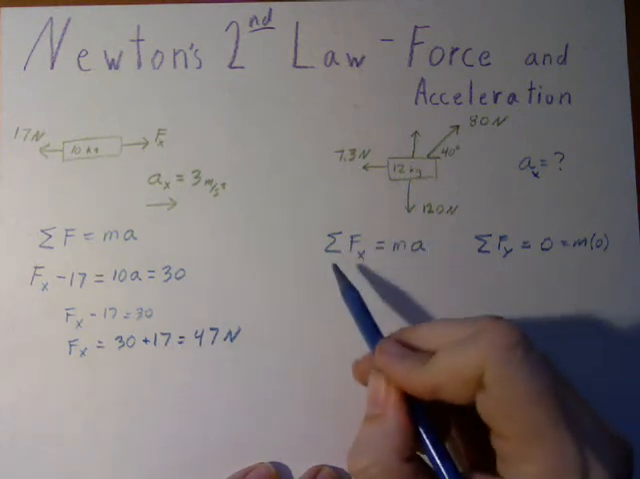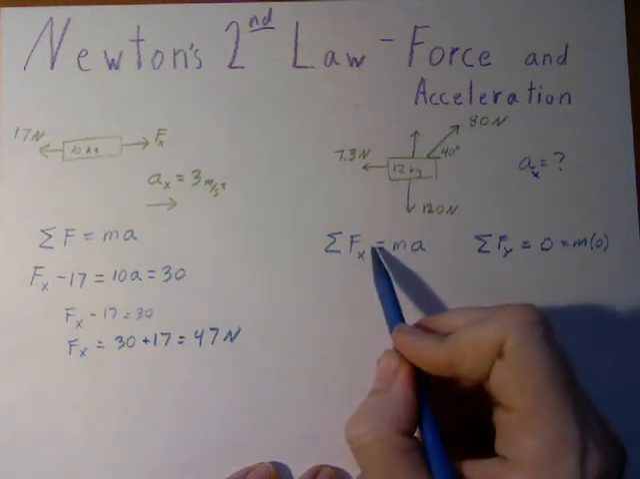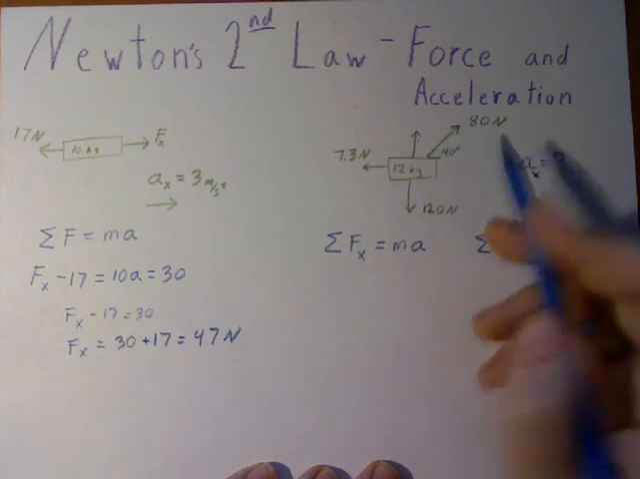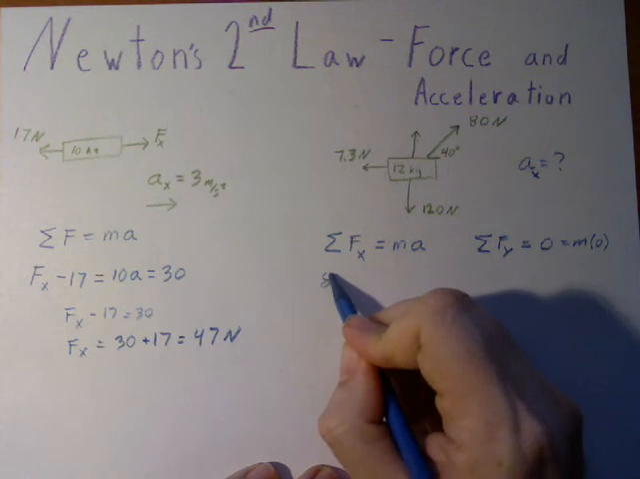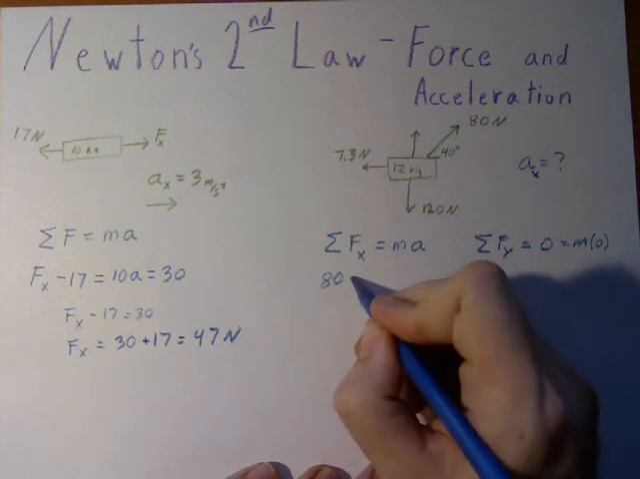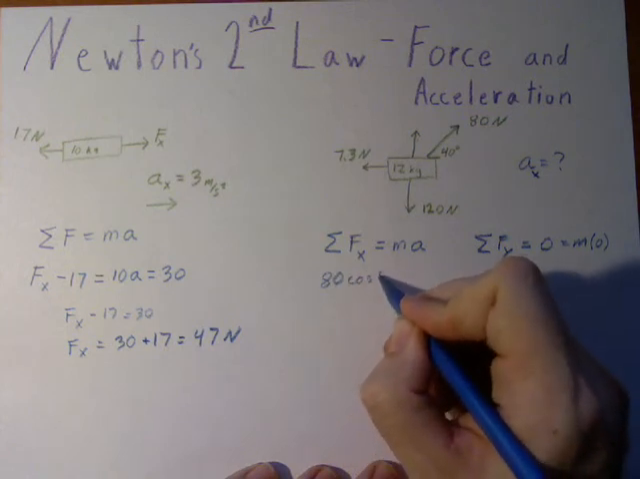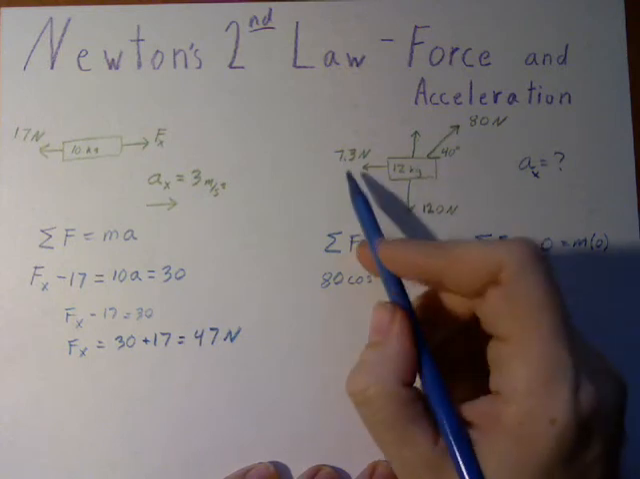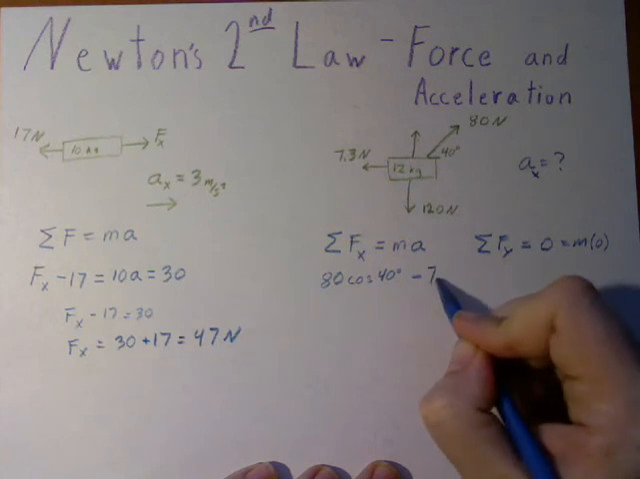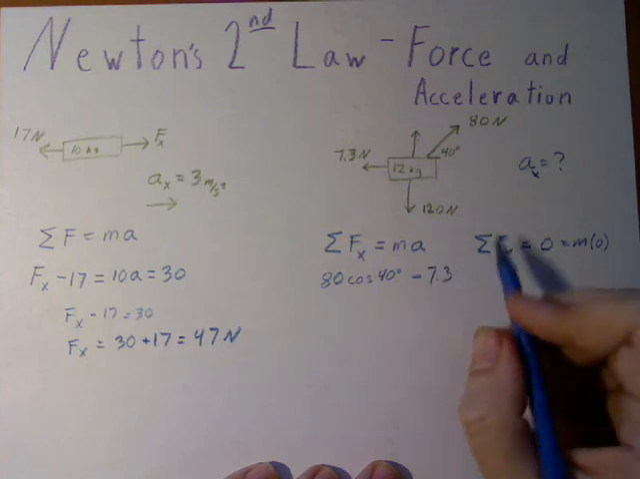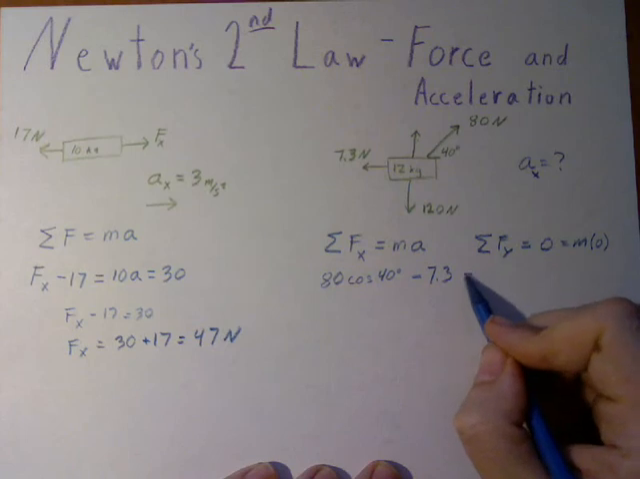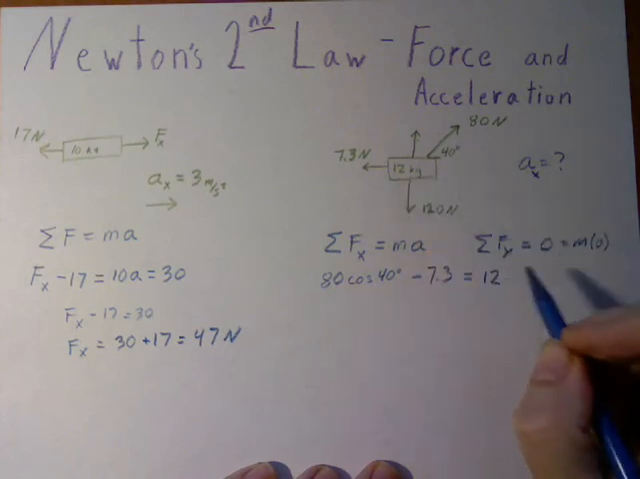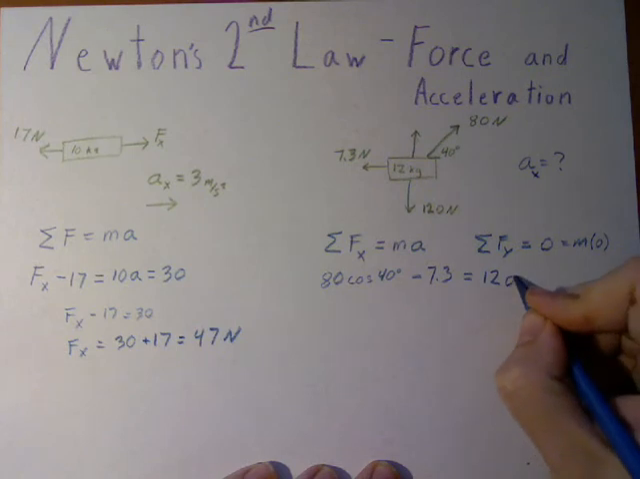Now, worrying about x, the summation of forces includes the horizontal component of the diagonal force, so we can write 80 cosine 40 degrees minus 7.3. Those are all our horizontal forces, equals mass, 12 kilograms, times our acceleration.